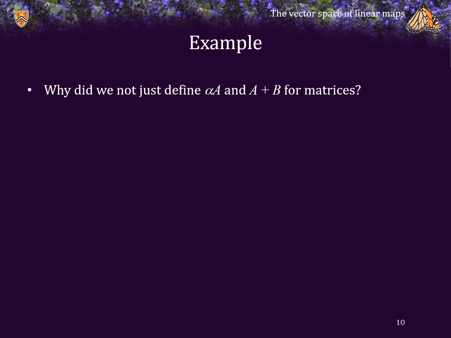Now, you may be wondering, why did we not just define what scalar multiplication of a vector is and what matrix addition is? Couldn't we have just done that and done away with the definition of scalar multiplication of a general linear map and the sum of two linear maps? Well, first, not all linear maps are matrices. So we had the more general definition. In fact, in your second year course on quantum mechanics, you're going to see a number of linear operators that are definitely not matrices.